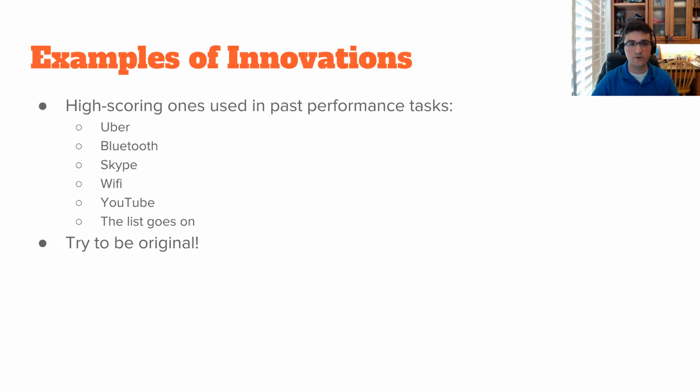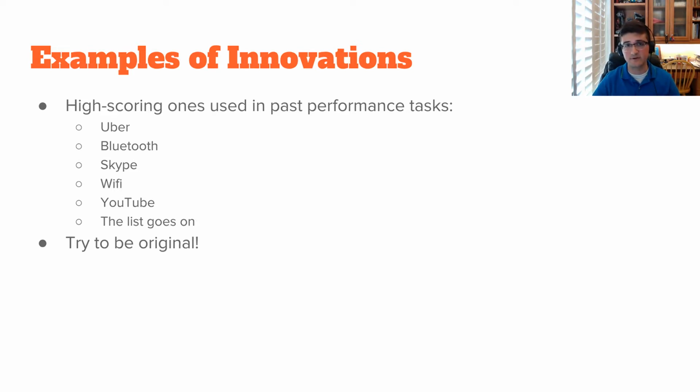You have high-scoring ones that have been used in past performance tasks. You can search some of these up on YouTube if you want. Like, for example, Uber, Bluetooth, Skype, Wi-Fi, YouTube. All these, you can see, vary in what they do, where they come from, and who they offer, or who the service directly affects and what they affect. And the list really just goes on.